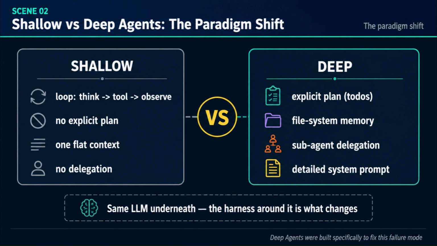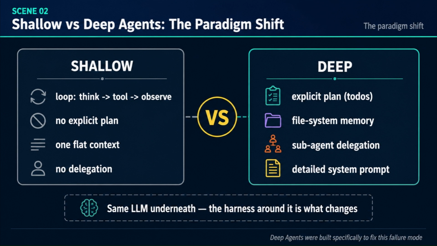An explicit plan, maintained as a structured, updatable task list rather than an implicit intention buried in the model's reasoning. File system-backed memory that persists outside the conversation. The ability to delegate to subagents running in their own isolated context. And a detailed system prompt that explicitly defines workflow and behavioral expectations rather than a vague one-line role description.